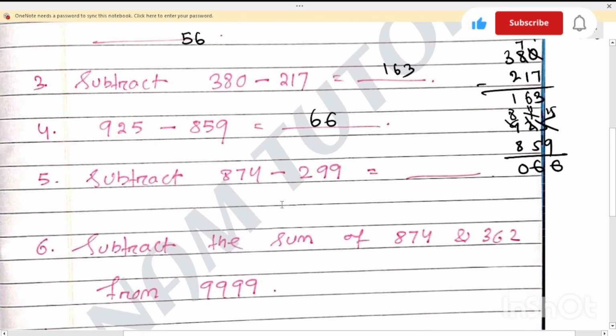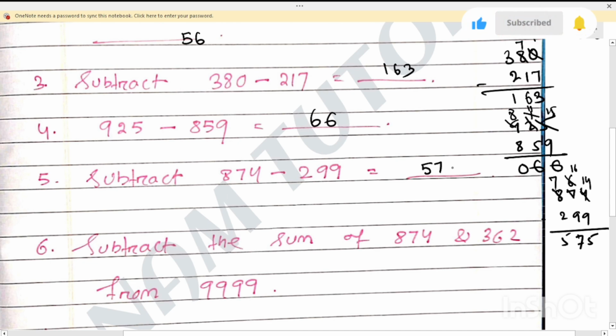Question number 5. Subtract 8742 minus 99. So 4 minus 9, that is 14 minus 9, 5. Here is 6, 16 minus 9, 7. Here is 7, 7 minus 2, 5. So the answer is 575.